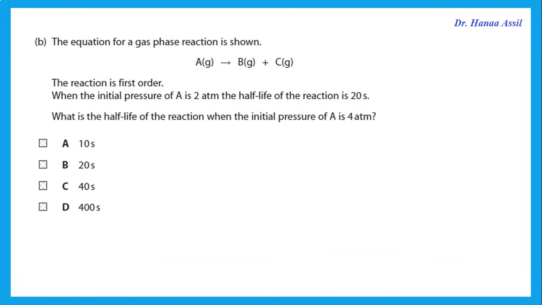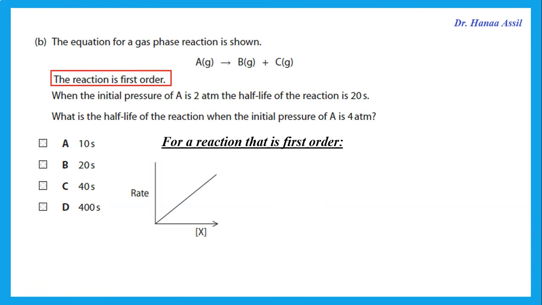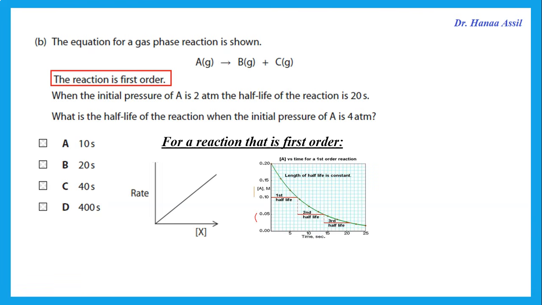Okay, the next question says the equation for a gas phase reaction is shown. The reaction is first order. When the initial pressure of A is 2 atm, the half-life of the reaction is 20 seconds. What is the half-life of the reaction when the initial pressure of A is 4 atm? Remember, if we're talking about a first order reaction, the half-life is constant.